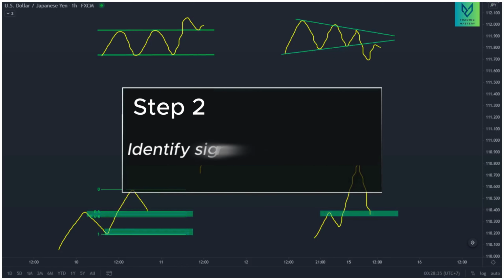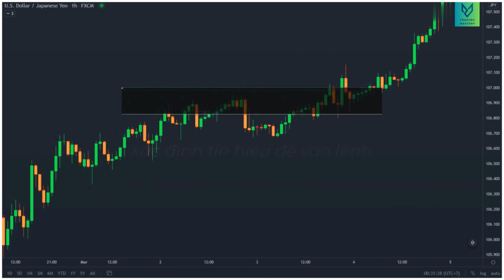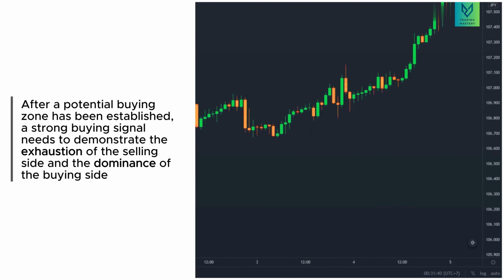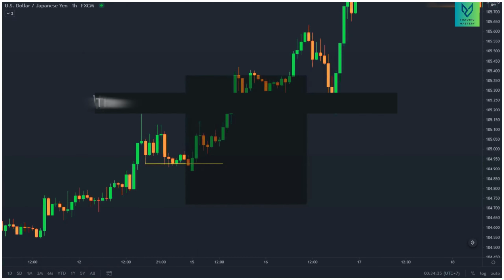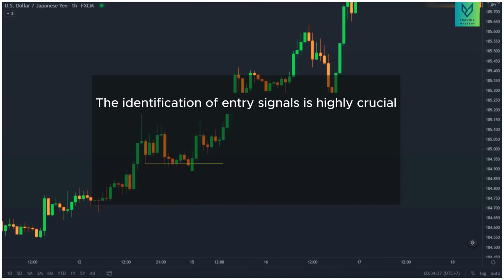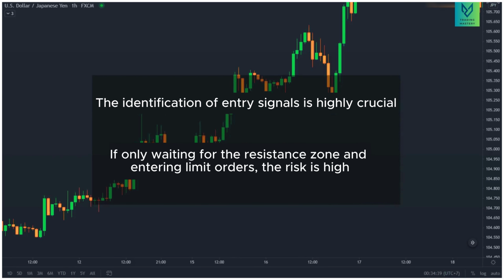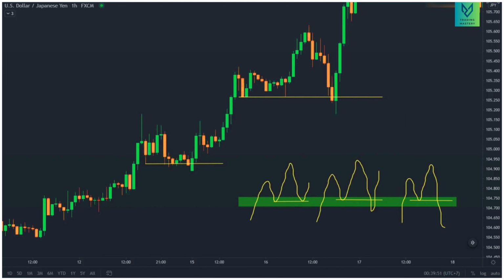Step 2. Identify signals for entering a trade. In an uptrend, once a potential buying zone has been identified, a favorable trade entry signal is indicative of a depletion in selling pressure, and buyers starting to confirm their dominance. Determining entry signals is also crucial, because if we only watch for resistance areas to place limit orders, it can be quite risky. Reaching the buying zone leads to three scenarios.